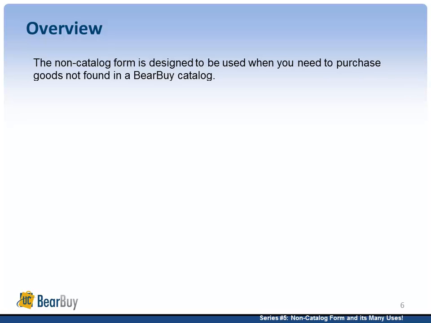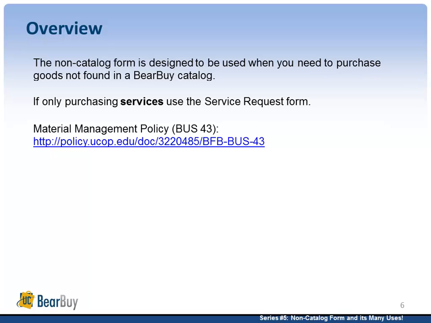The non-catalog form is designed to be used when you need to purchase goods not found in a BearBuy catalog. If you are purchasing services, please use the service request form, not the non-catalog form. To review the policy related to purchasing goods, please view the UCOP Material Management Policy, also known as BUS-43. The URL to that policy is listed in front of you.